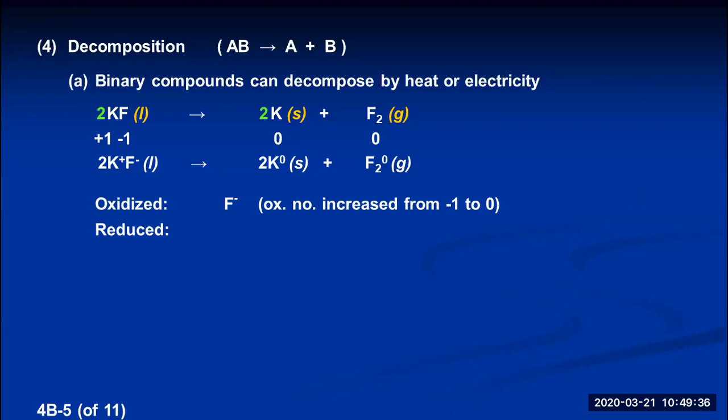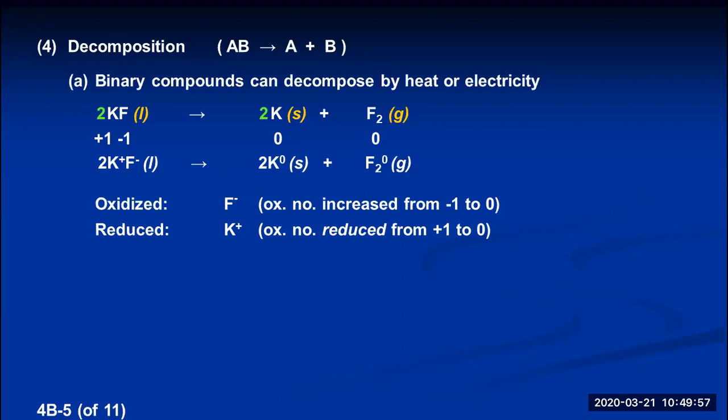The reduction is going to be the element whose charge goes down. Potassium is going from +1 down to 0, or you can see the oxidation number is going from +1 down to 0. So that means the potassium ion is what's being reduced because its charge is being reduced from +1 down to 0.